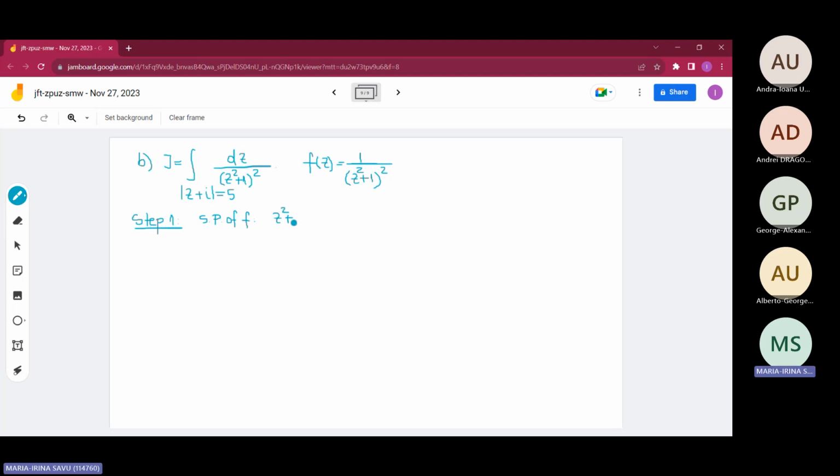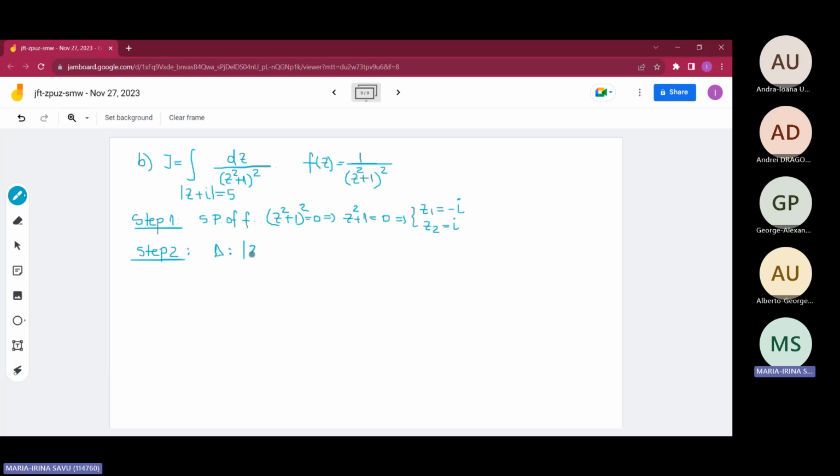The equation is z squared plus 1, squared, equals 0. You have that z squared plus 1 equals 0, so z1 is minus i and z2 is i. Then, at step 2, we see if they are in delta.